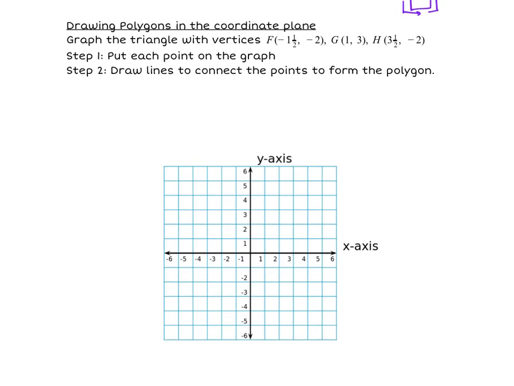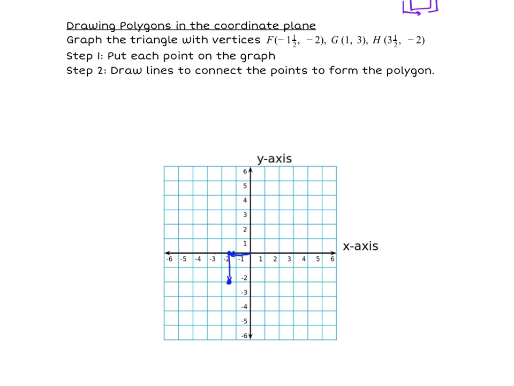So if I've got a grid here and it says graph a triangle with vertices -1 1/2, comma 2 for point F. So this takes us back to last section, putting points on a grid. So I go -1, and then I go another half. So I end up with a point right here, but I'm not done. Now I have to go down. So I went left, and then I go down 2. So my first point is there.